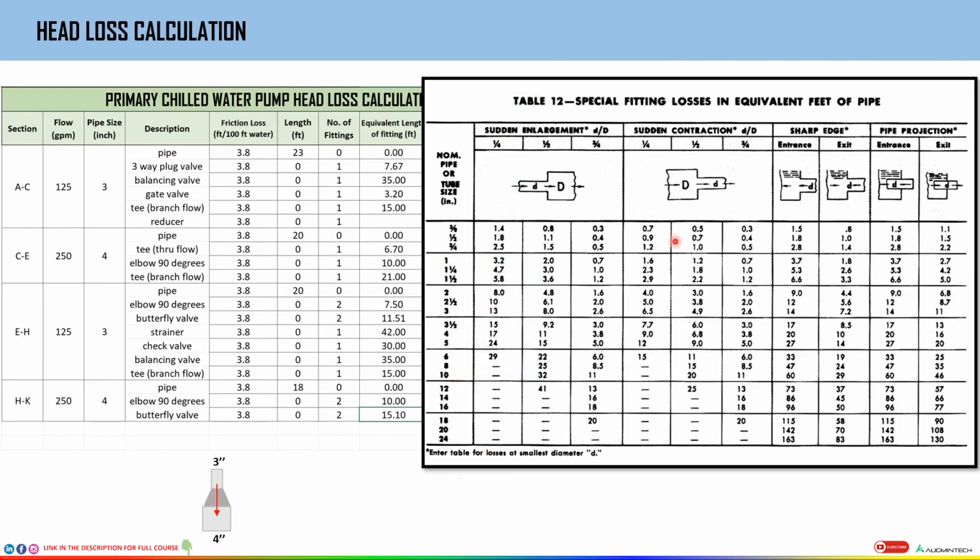Okay, keeping this in mind, come to this table. We are looking for a 3-inch pipe size, so select this row. Then what do we have? Do we have sudden enlargement or sudden contraction?